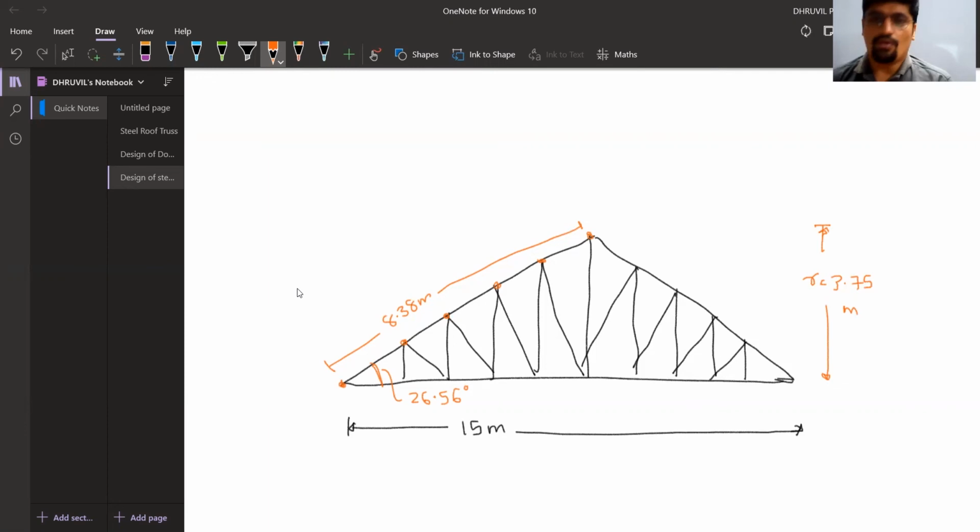So I hope you all understood in today's lecture how to fix the configuration of the steel roof truss. In another lecture, I will make you understand the dead load calculation on the steel roof truss. So for today, that's it.